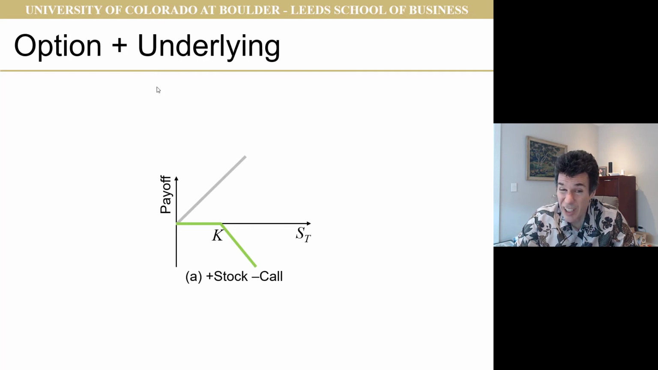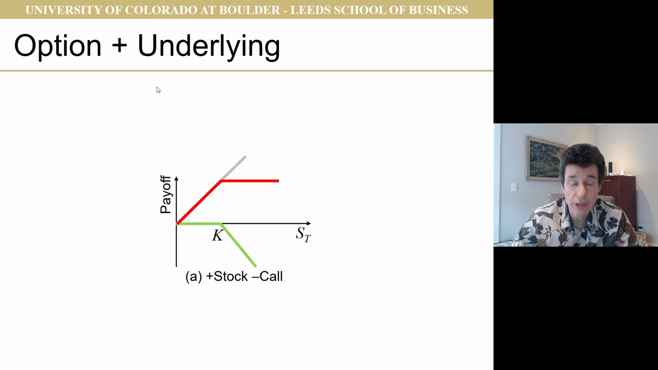Now, we've got 2 lines here. We can glue these together. We can add these together. So to the left of K, all we've got is the stock. To the right of K, for every dollar the stock goes up, we make $1 from the stock and we lose $1 from the option. They net out, and we end up at some constant payout.